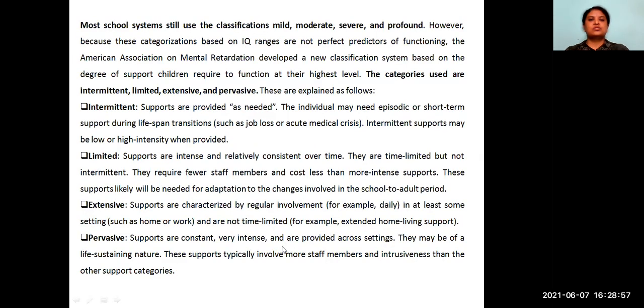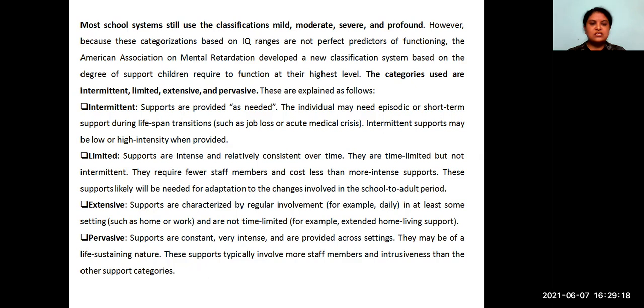So most school systems still use the old classification of mild, moderate, severe, and profound. But now the American Association on Mental Retardation has developed a new classification based on the degree of support children require to function at their highest level. And those categories are intermittent, limited, extensive, and pervasive.